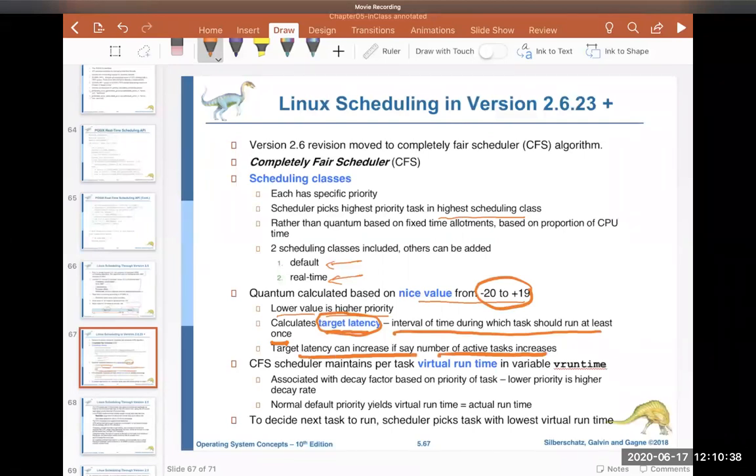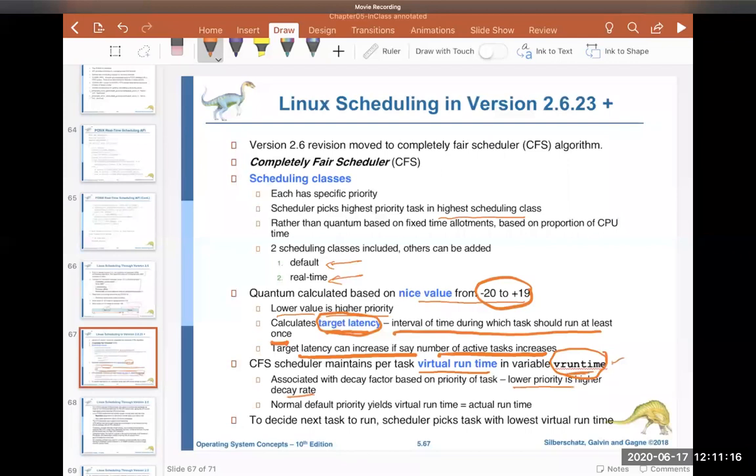The other thing is that each CFS scheduler maintains the virtual runtime, a variable called vRuntime, and this is associated with the priority of the task. It is associated with the decay period: the lower the priority, the higher the decay rate. So for lower priority, the decay rate would be higher, and the variable vRuntime would be higher for low priority tasks.